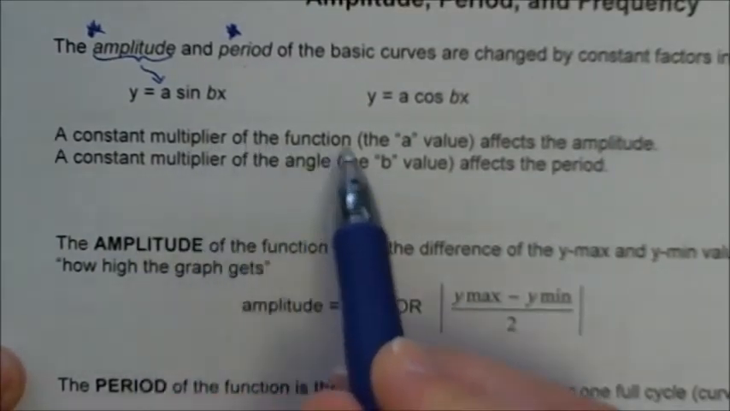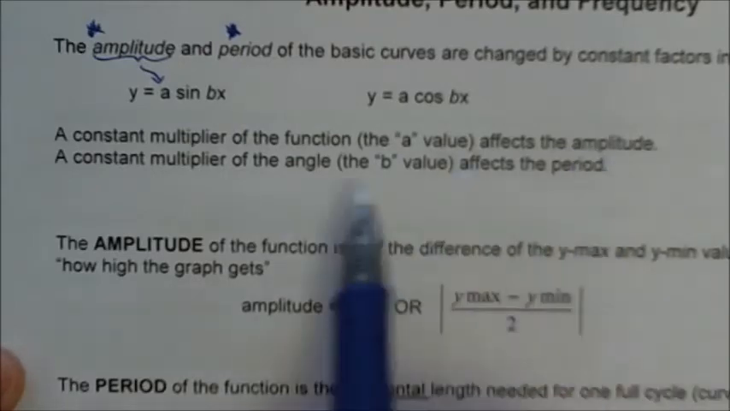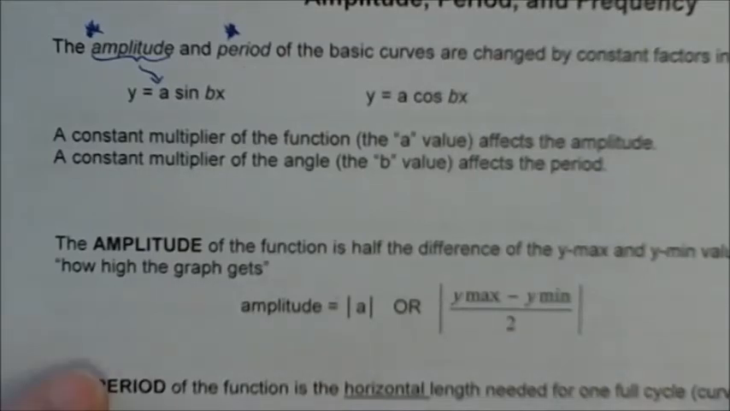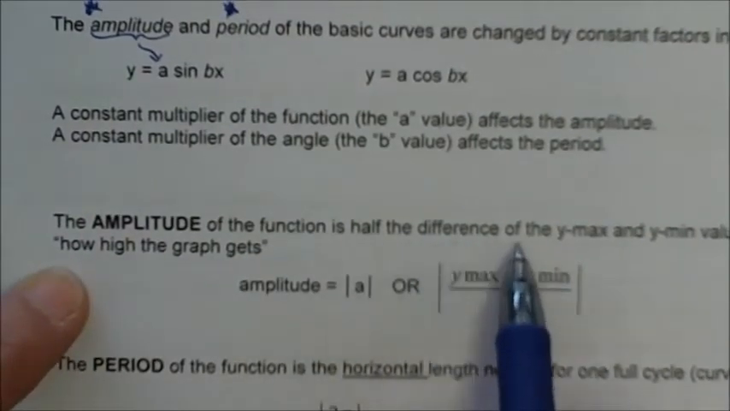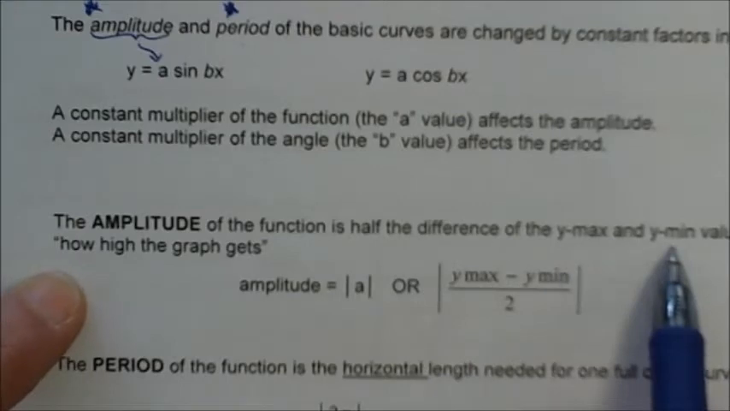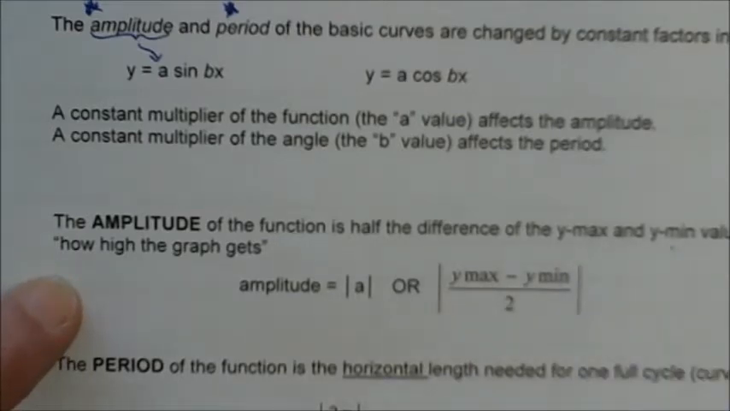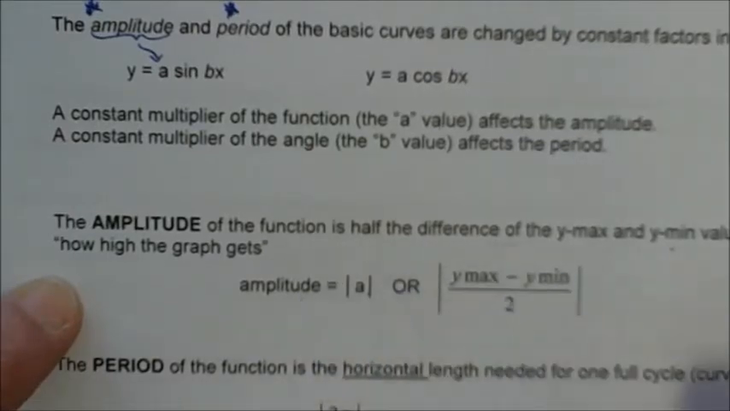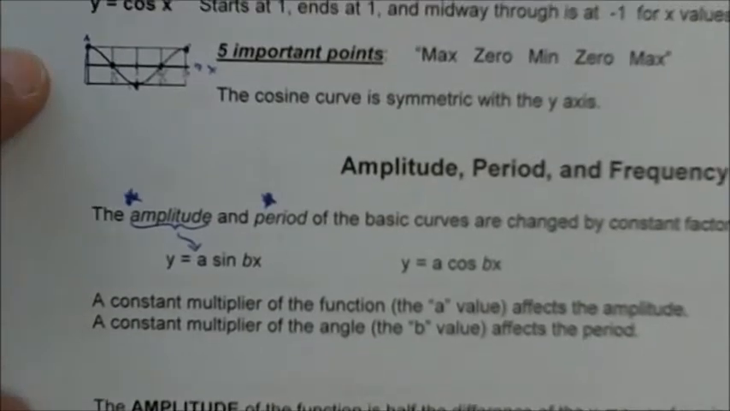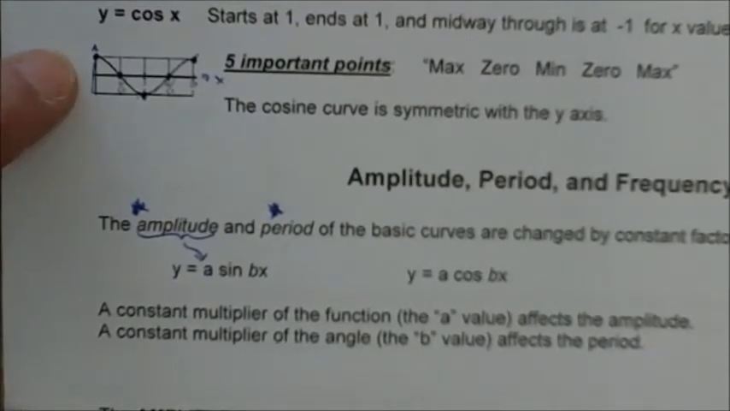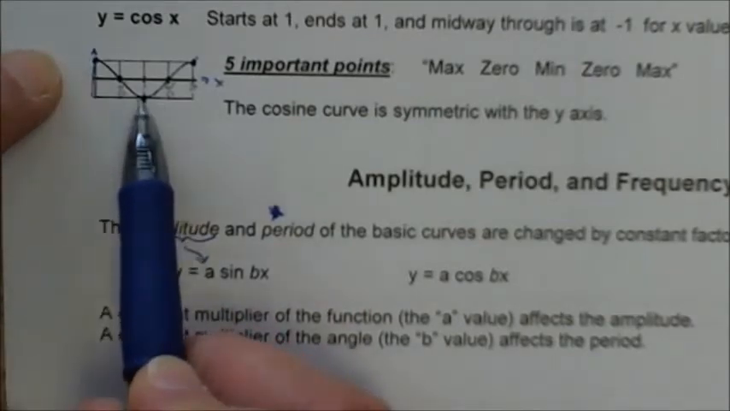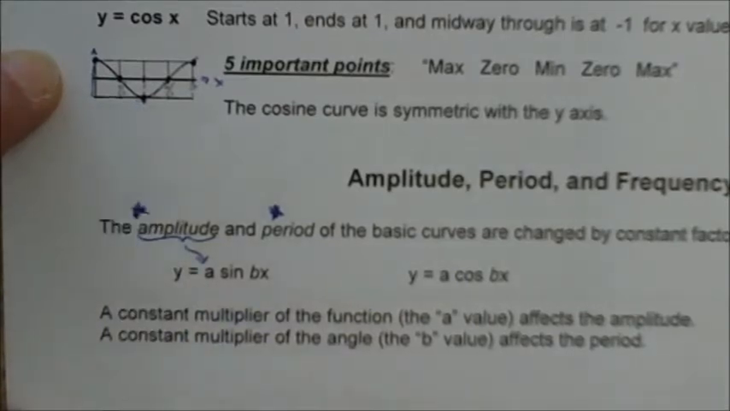So a constant multiplier of the function, the a value, affects the amplitude. A constant multiplier of the angle, the b value, affects the period. The amplitude of the function is half the difference of the y max and the y min values, how high the graph gets. So amplitude can be gotten by taking the absolute value of a, or if I look at the cosine curve above, it'd be the y max minus the y min divided by 2. The y max here was 1, the min was -1, so 1 subtract -1 is 2, and 2 divided by 2 is 1.